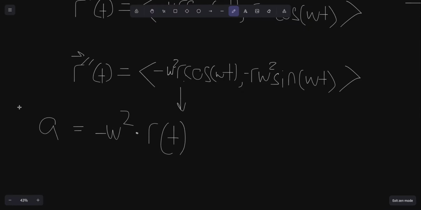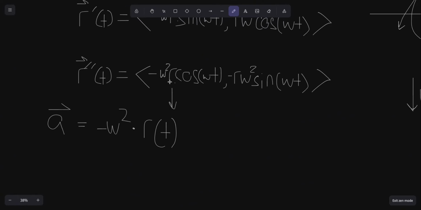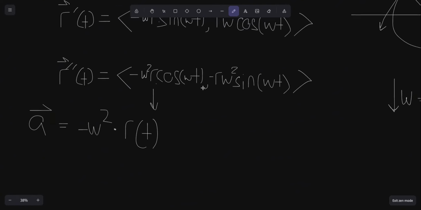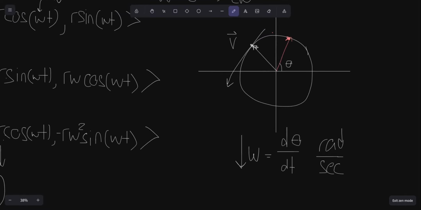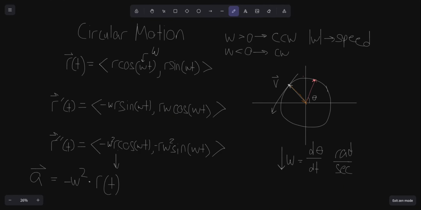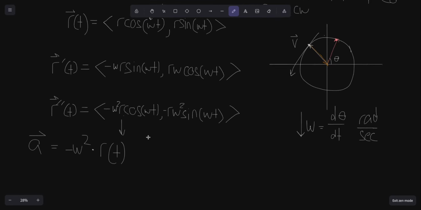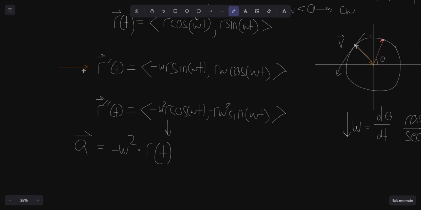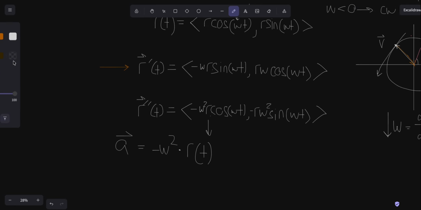Due to this negative sign here, we know that this acceleration vector is going to point opposite to the position vector. And so hence why the acceleration vector, to visualize this, points opposite to the position vector. Final thing I want to talk about is the speed. So we saw how speed is just going to be the magnitude of this velocity vector that I have here. So it's going to be the magnitude of r prime of t.